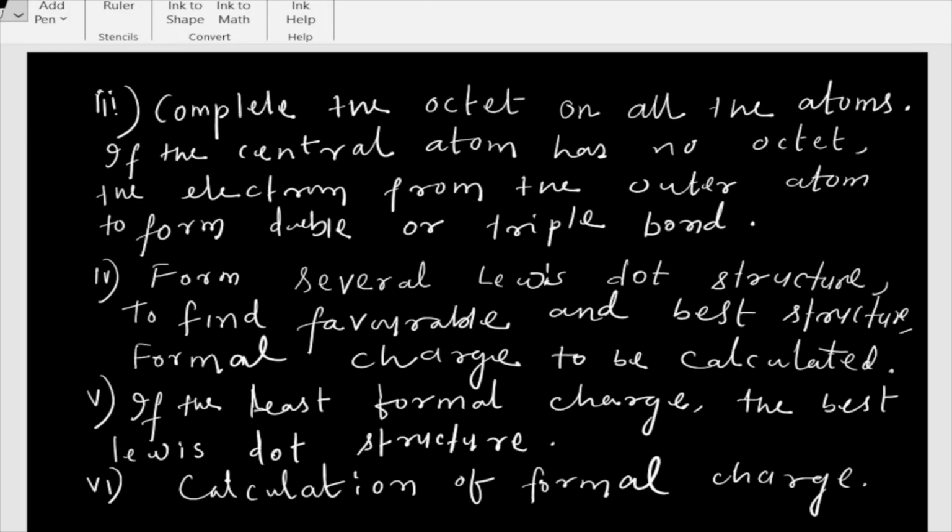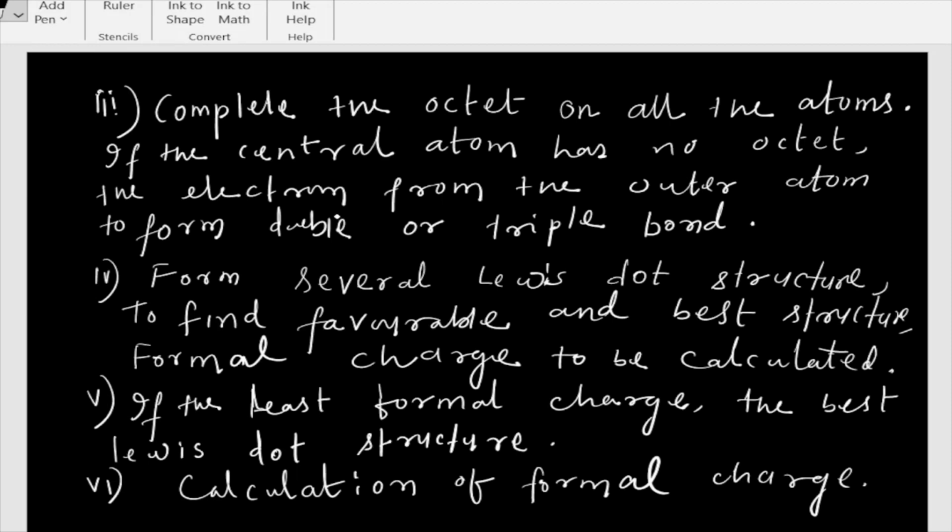The next point: complete the octet on all the atoms. Here ozone means 3 oxygen atoms. You will see whether the 3 oxygen atoms are satisfying the octet rule, and whether the octet and all bonds are satisfied. Generally there is a chance that the central atom has no octet. It will not follow the octet rule. Then what will you do?